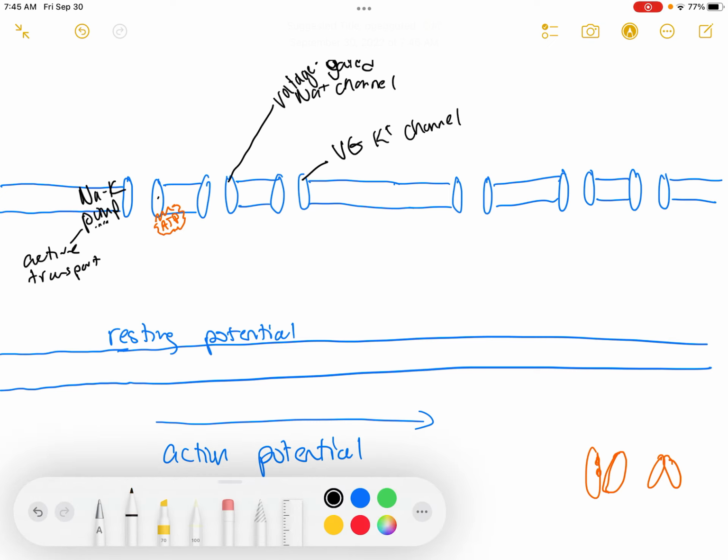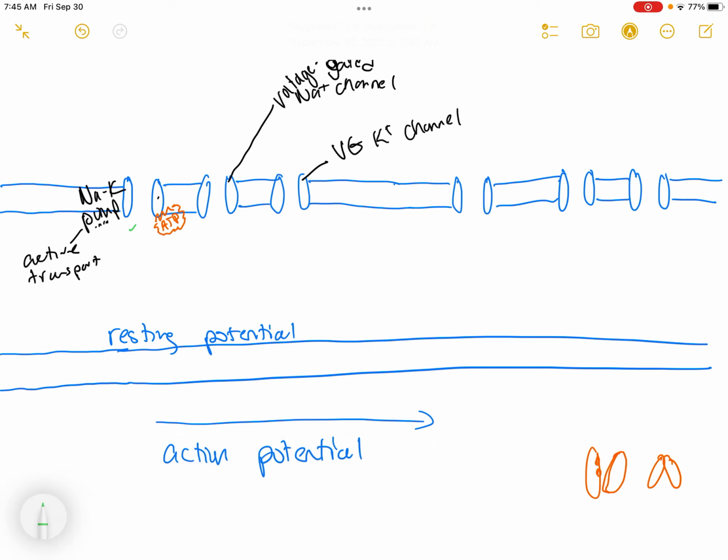But for our purposes, we're just going to say, look, this pump, maybe I'll do these in green, but let's hope this doesn't get too crazy. The important thing about the pump is that it's going to use the energy from ATP to pump 3 sodium ions outside. So this little thin thing is the axon.